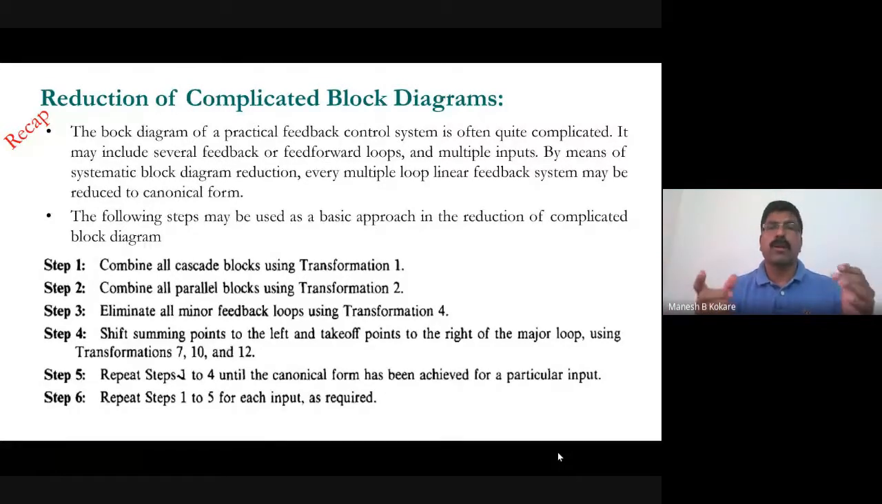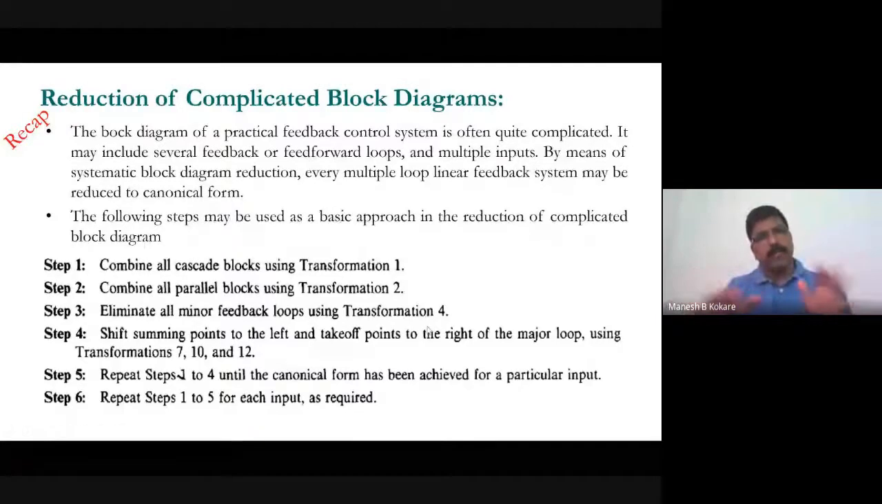If that is over, meaning no cascaded block is left and no parallel block is left, then after that you have to look for whether two blocks are connected in a loop. Being in a loop means your output is common and input is a summing point, and the direction of the signal is exactly opposite. In that case, if feedback is negative, then the transfer function is forward transfer function divided by 1 plus forward transfer function into feedback transfer function. And if it is positive feedback, then the sign in the denominator will be minus. So you can reduce the loops.